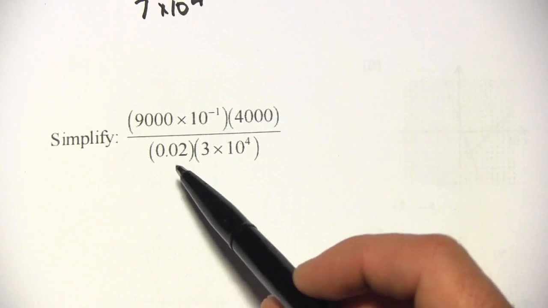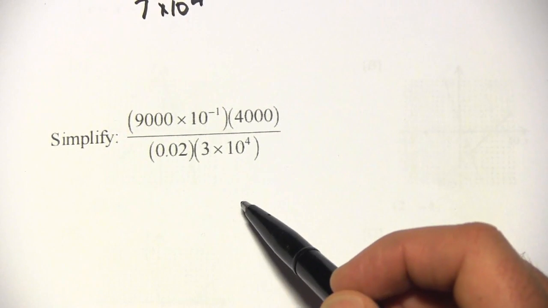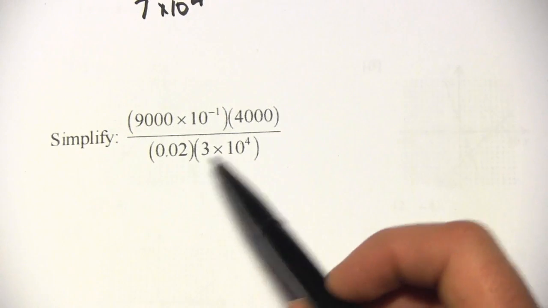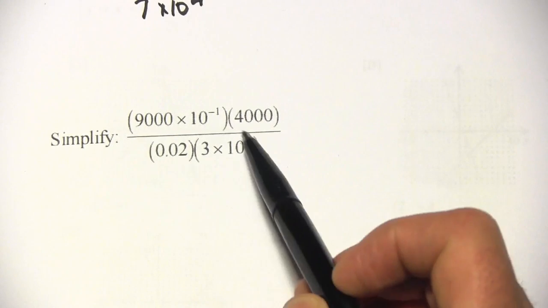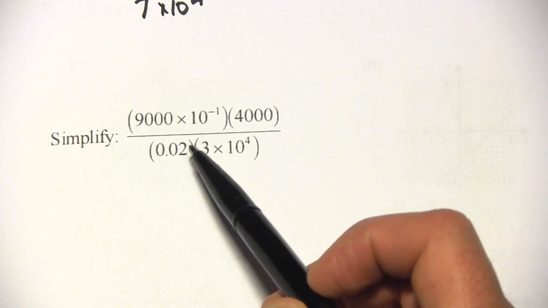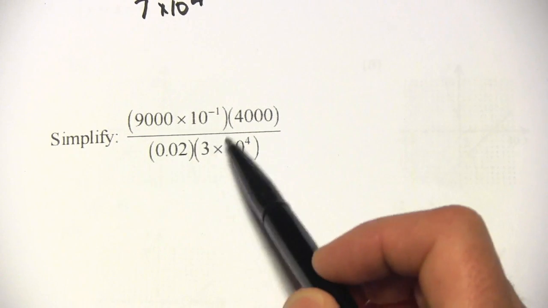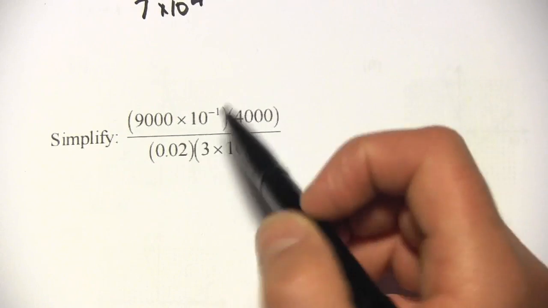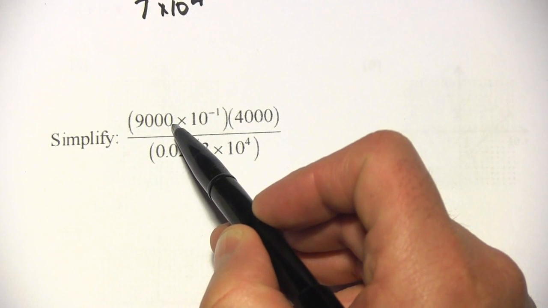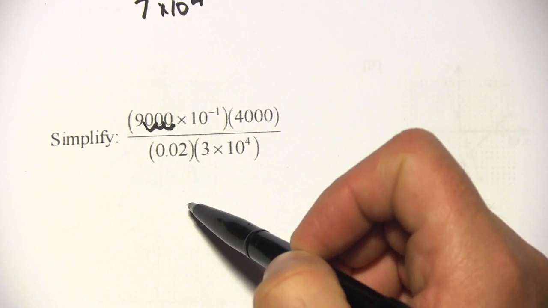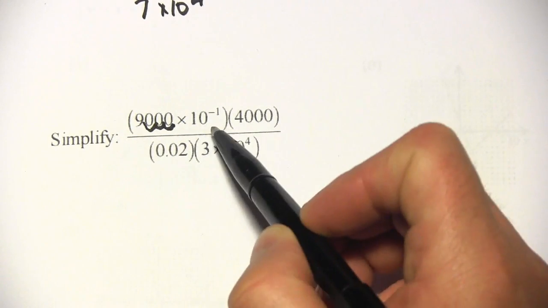So again, they want you to write these in a way that's going to make it easy to do the division or the multiplication. On the top, I guess we could write this as 9 times 4. So let's change these so that instead of 9,000 times 10 to the negative 1st, it's 9 times 10 to the something times 4 times 10 to the something. So in both these cases, we're going to move the decimal point to the left. 1, 2, 3. So that's 3. So this is 9 times 10 to the third times 10 to the negative first.